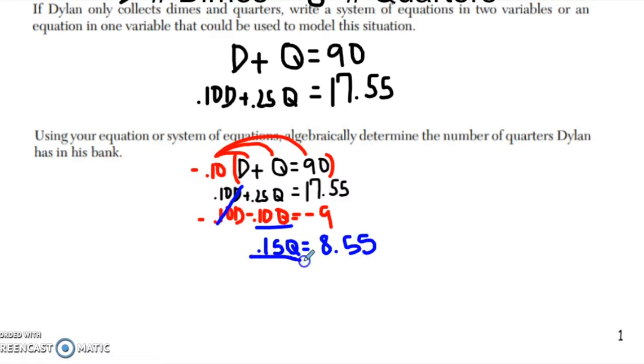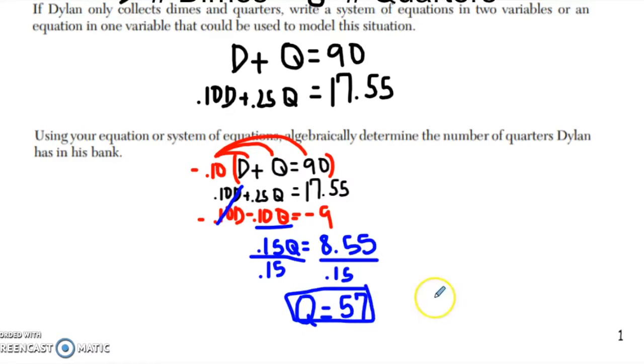Right, divide by 0.15. And the number of quarters should be 57 quarters. And if you were feeling frisky, you could figure out that the number of dimes, D, is actually 33. But they didn't ask you for that. They asked you for the number of quarters.